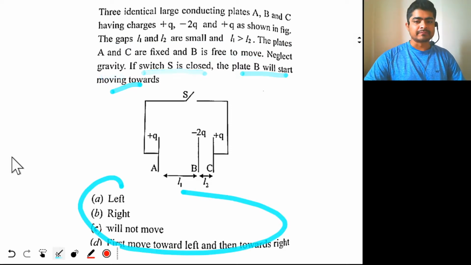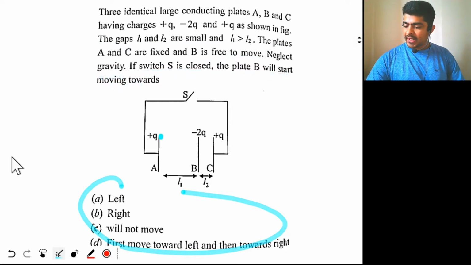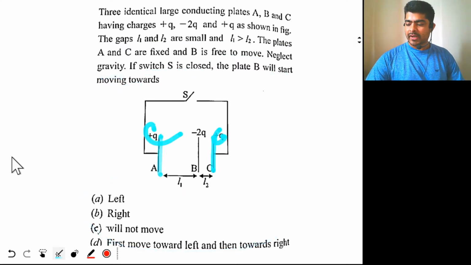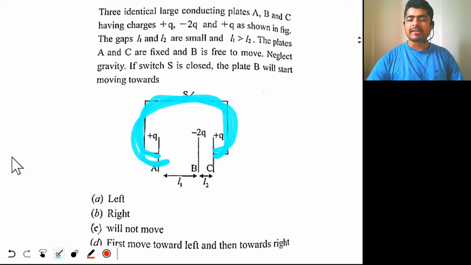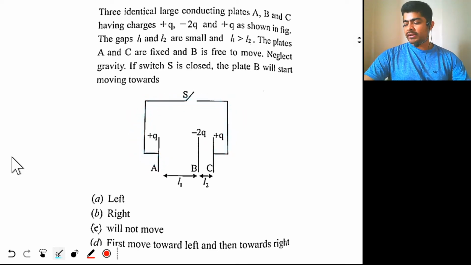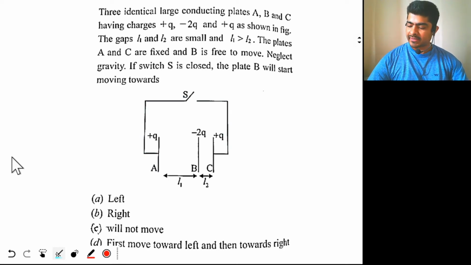Four options are given. So initially A and C have equal charge plus Q and B has charge minus 2Q. When the switch is closed, some charge will be exchanged between the plates A and C. After the switch is closed, we need to calculate how the electric field will behave, and then accordingly we have to find the direction of motion of the plate B. So let's see, it's very easy.